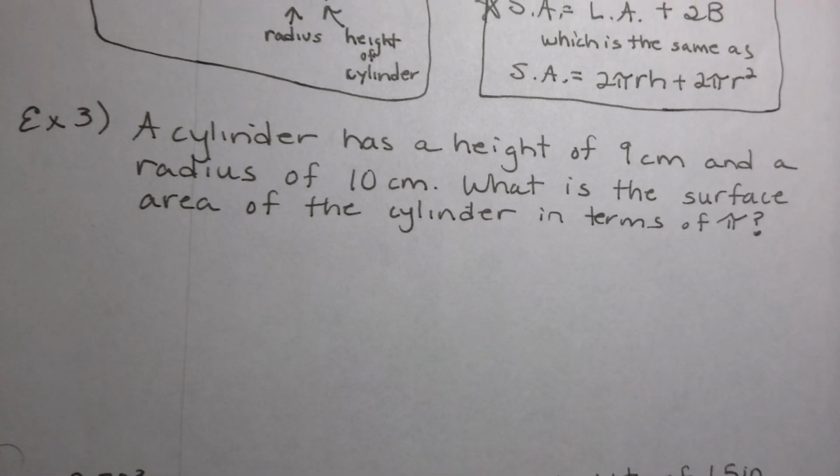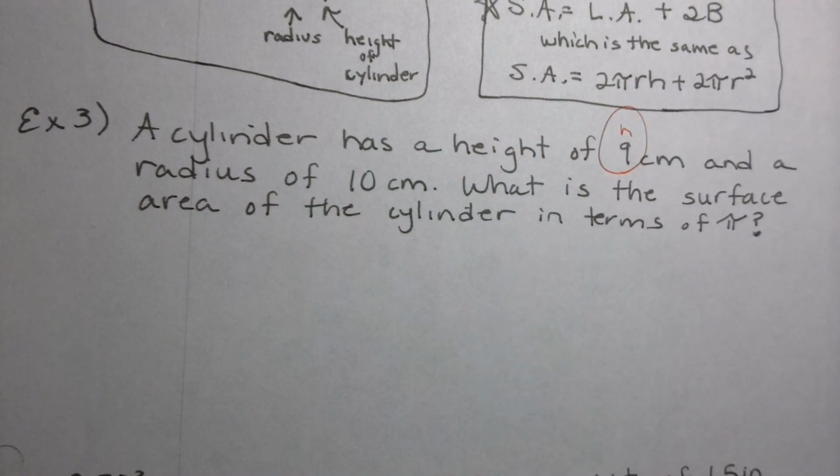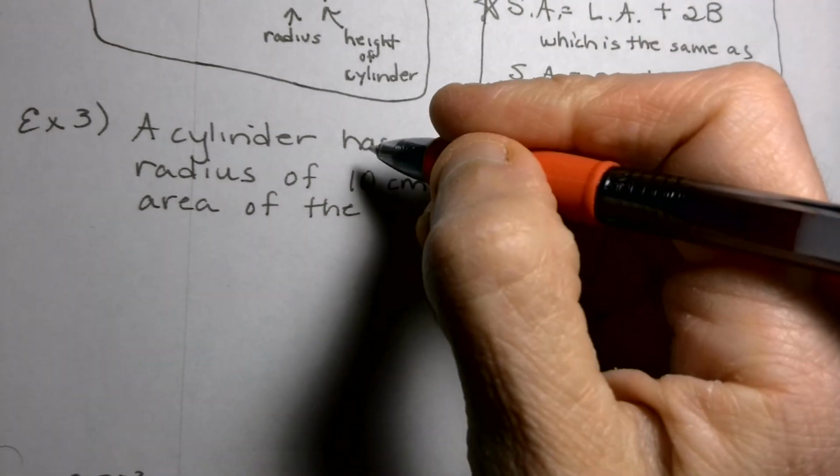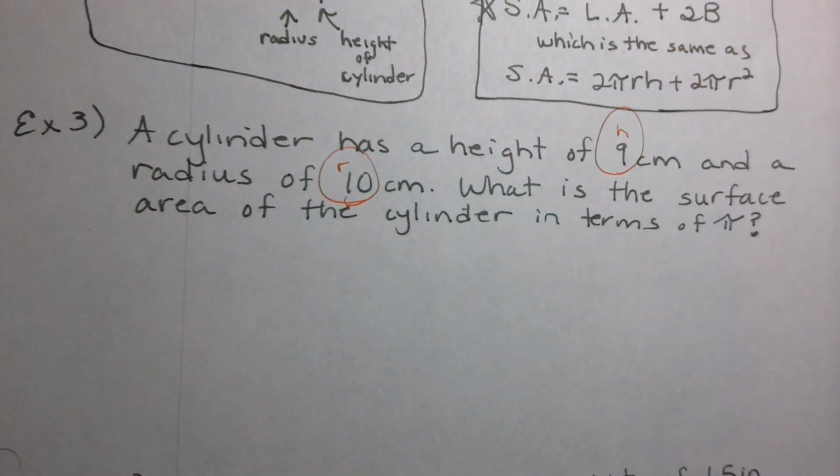So let's look at this. Cylinder has a height of 9. And what I do when I'm reading problems is I just go right by it and circle it. So I'm like, okay, h is 9 and a radius of 10. And if they had said diameter, I would have split it in 2 to get the radius. What is the surface area of the cylinder in terms of pi? That means we're not multiplying the pi out. We should have pi in our answer.